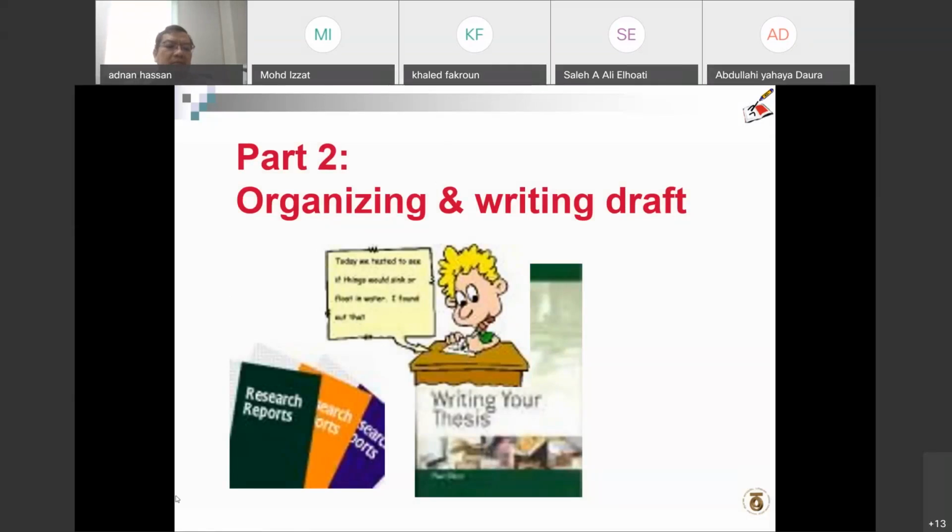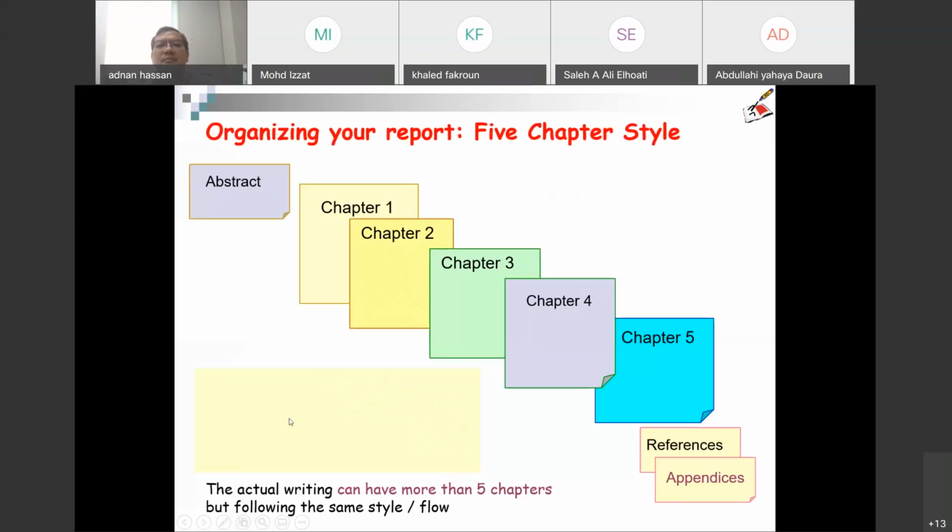Okay, so these are typical organizing. Remember here, I don't say that it must be 5 chapters. I say 5 chapter style. Don't be misled here. Okay, I don't want you to get it wrong. But what I'm saying here is 5 chapter style of writing.